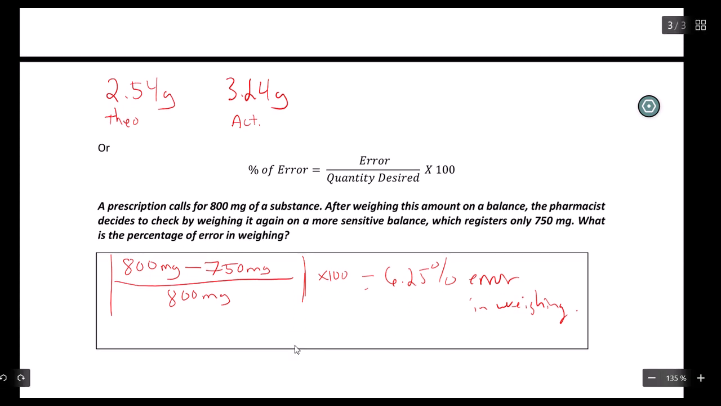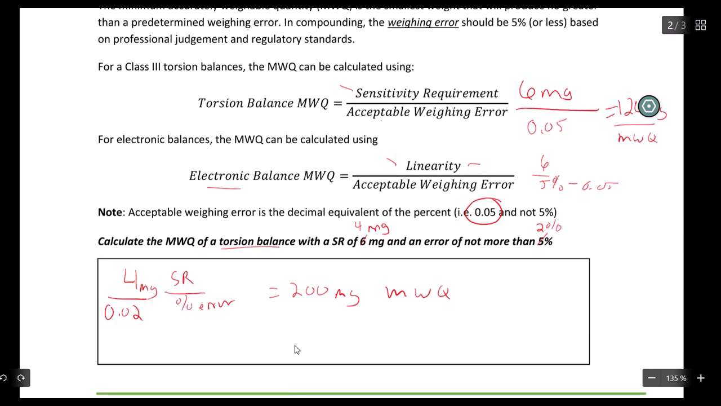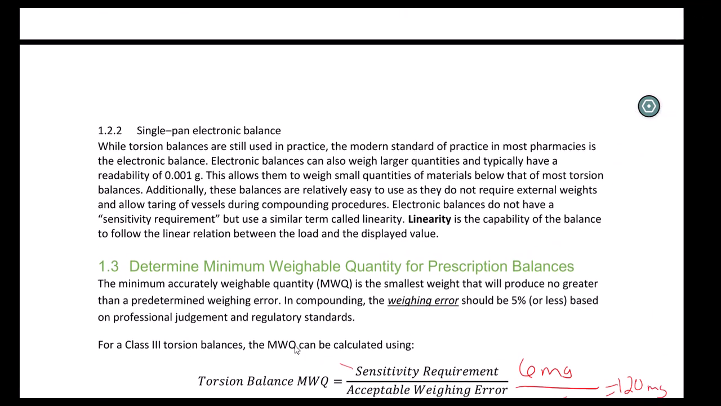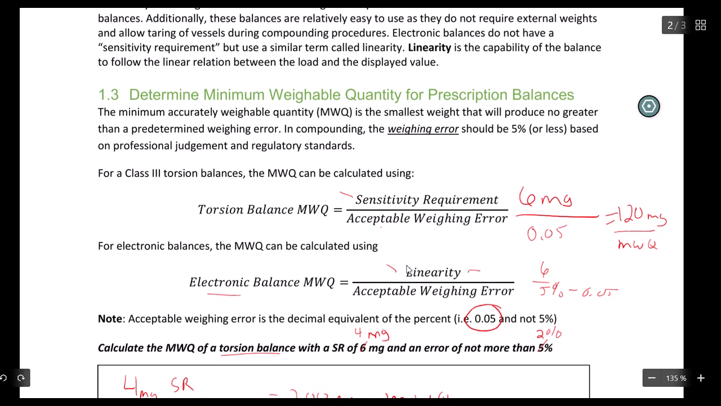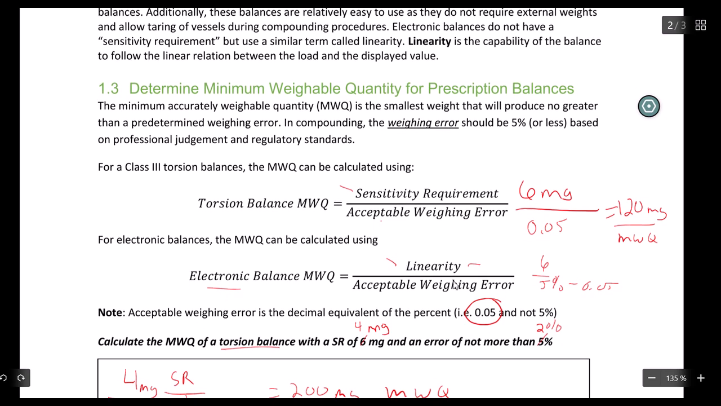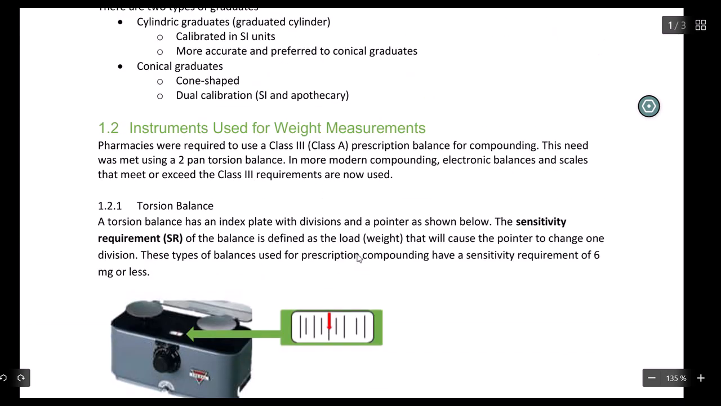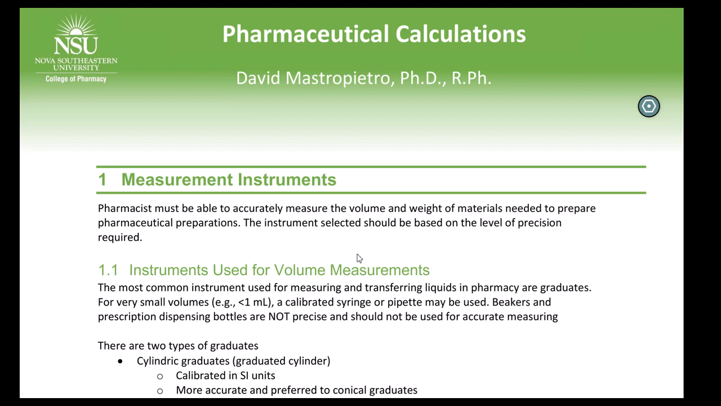Keep in mind with weight and volume measurements, for the weights we're looking at measuring things on torsion balances or electronic balances, and the minimum weighable quantity. The minimum weighable quantity is the least amount that we should be weighing without a 5% error or more, unless we have differences in our percent error that's acceptable. For a torsion balance, it's the sensitivity requirement, SR, over the acceptable weighing error. For an electronic balance, it's linearity over the percent error in weighing. And our volumetric measurements, like we said, which are appropriate to use.